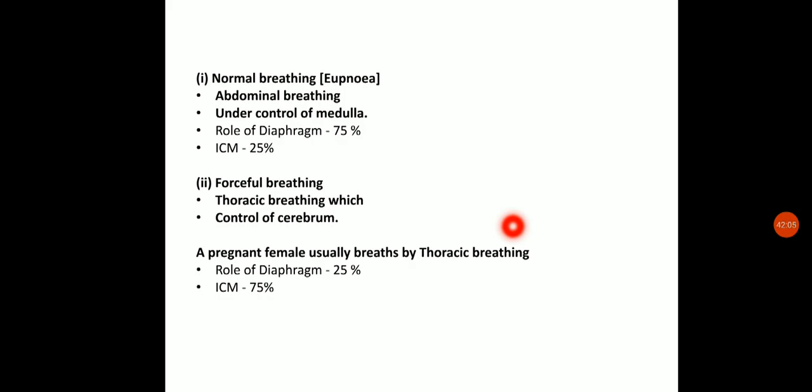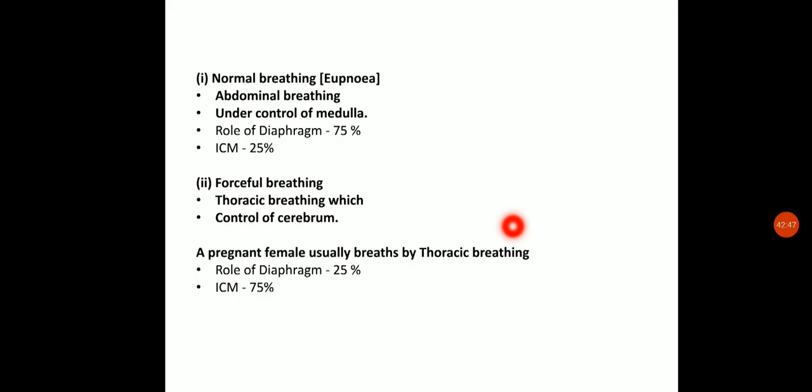Under normal breathing, that is eupnea, which is basically abdominal breathing and is under the control of the medulla, the role of the diaphragm will be 75%, and the role of the intercostal muscles is only about 25%. While forceful breathing is also called thoracic breathing, and it is under the control of the cerebrum, which is a part of the forebrain. The normal breathing, eupnea, is basically abdominal breathing.